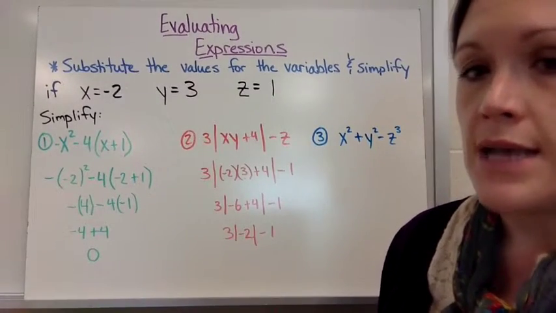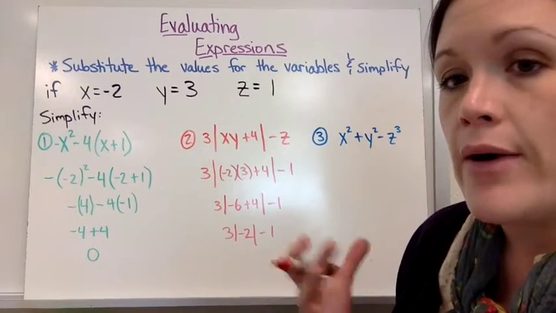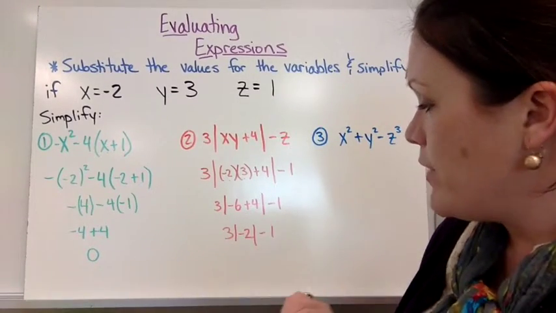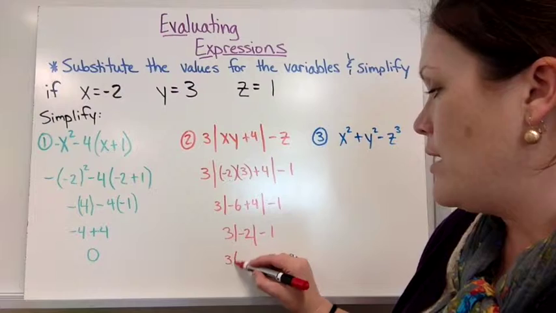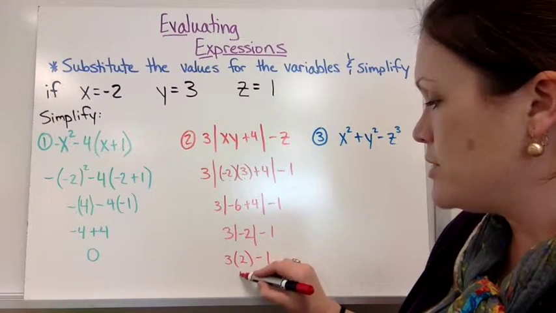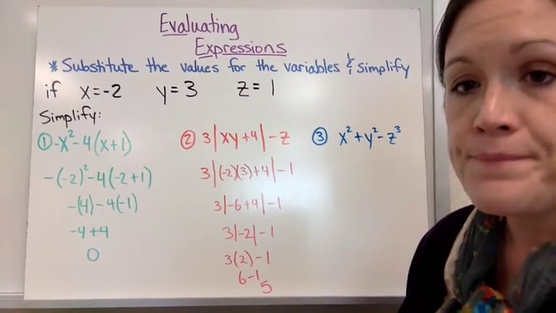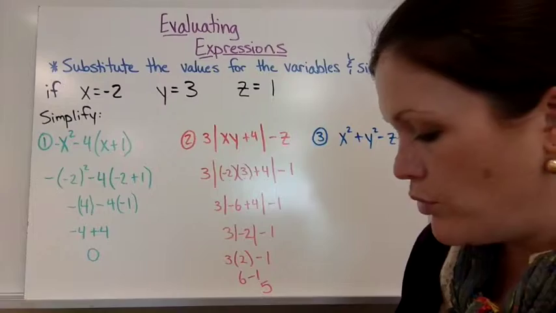Now would be an appropriate time to take away the absolute value symbols, because now we just have this one number, and now I can clearly see the absolute value of -2 would come out as +2, and I can finish up my problem. So 3 times 2 is 6, -1 just leaves me with 5. All right, so let's look at one more.